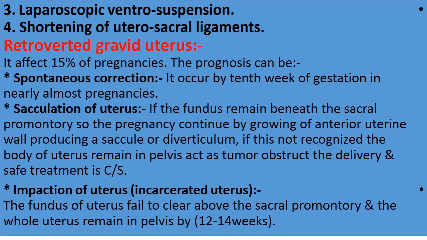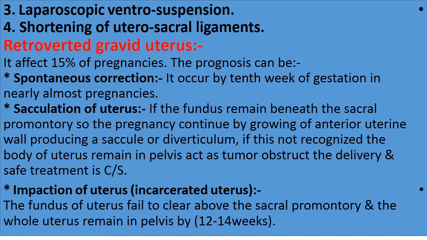The outcome can be either a spontaneous correction, which occurs by the 10th week of gestation in almost all pregnancies, or it can be a sacculation of the uterus. If the fundus remains beneath the sacral promontory, the pregnancy continues by growth of the anterior uterine wall, producing a saccule or diverticulum. If this is not recognized, the body of the uterus remains in the pelvis, acts as a tumor, obstructs the delivery, and the safe treatment is by cesarean section.